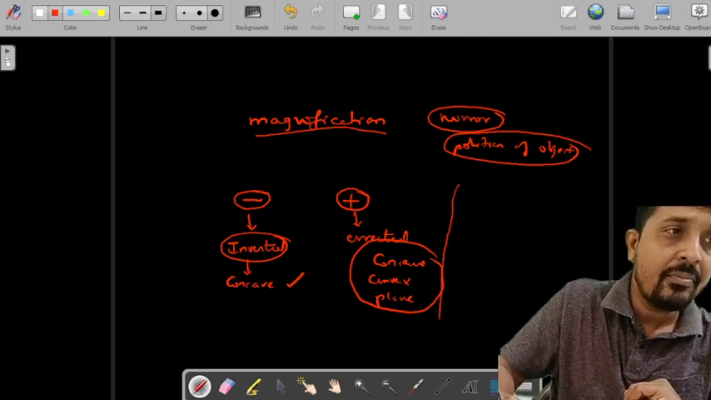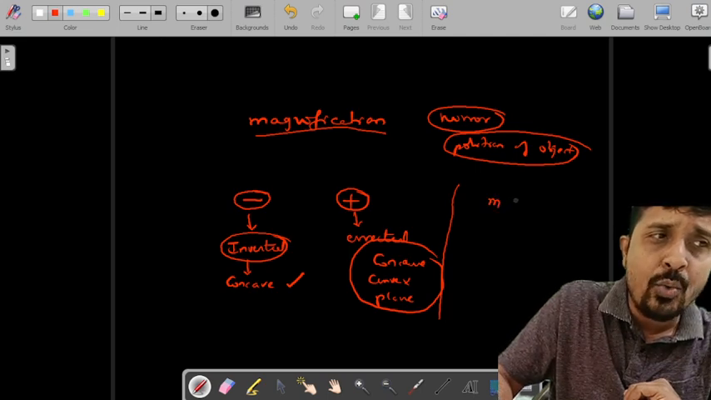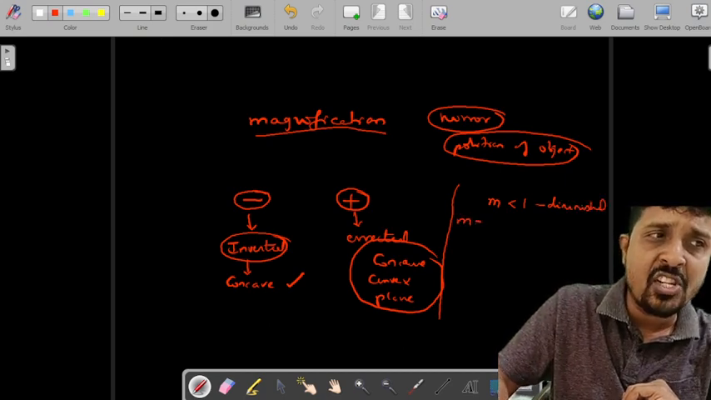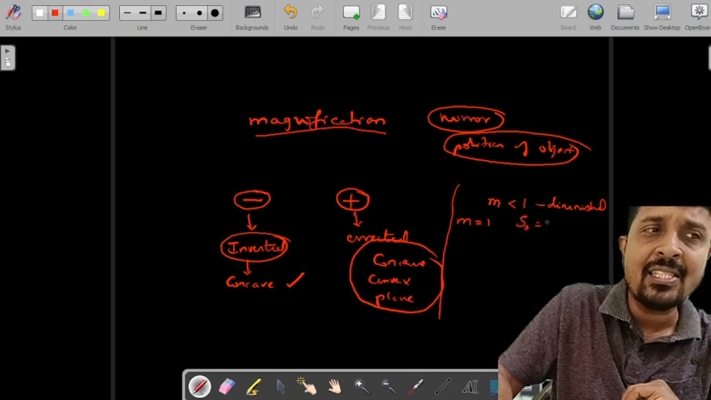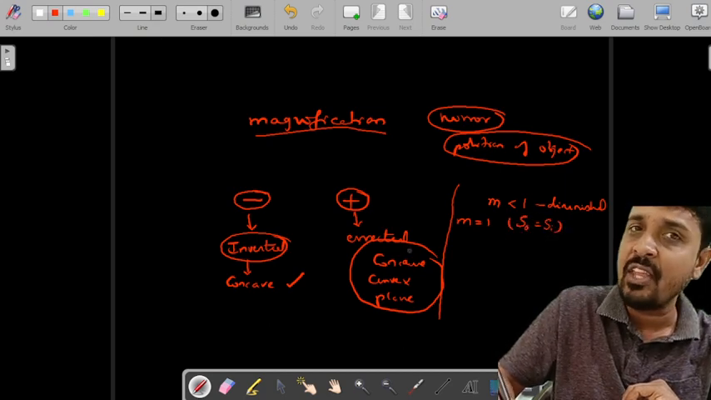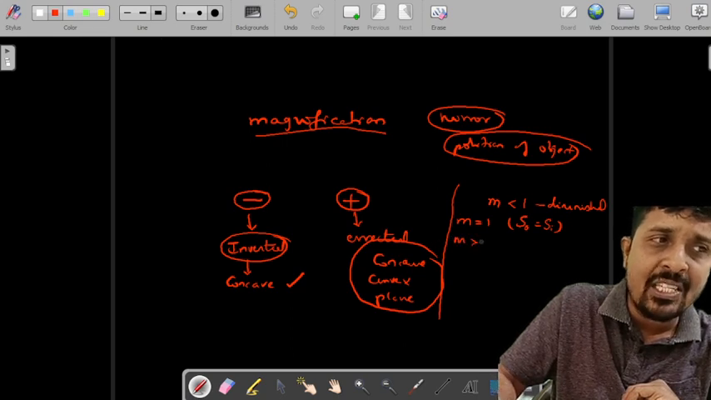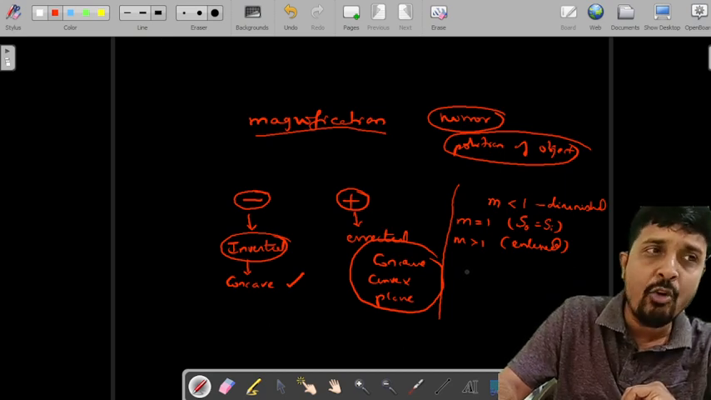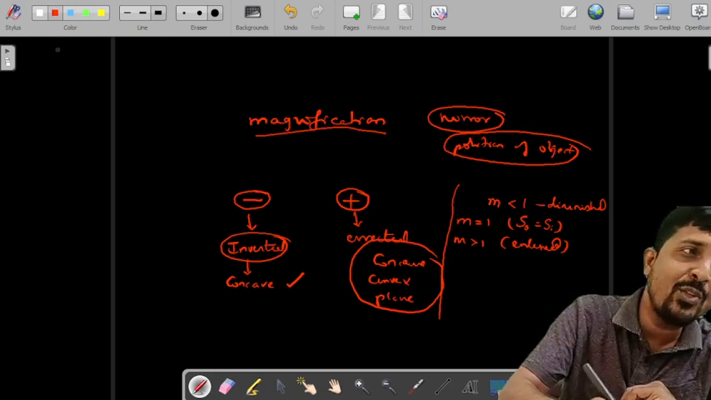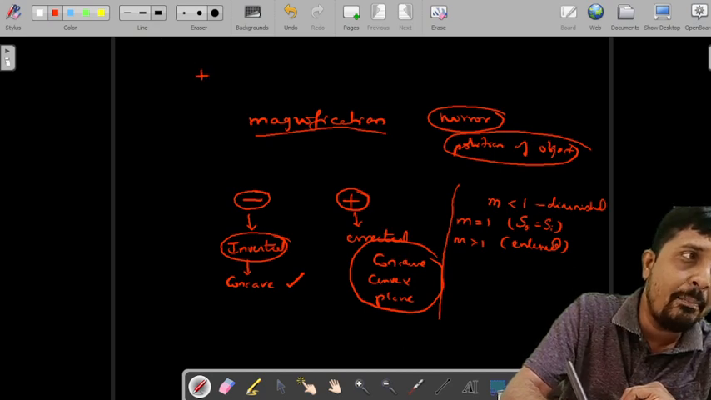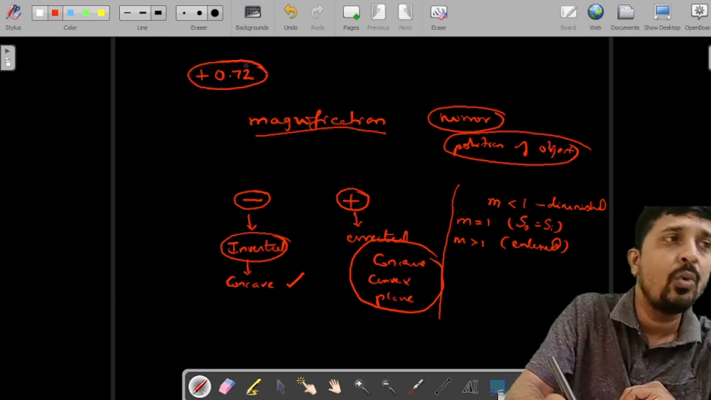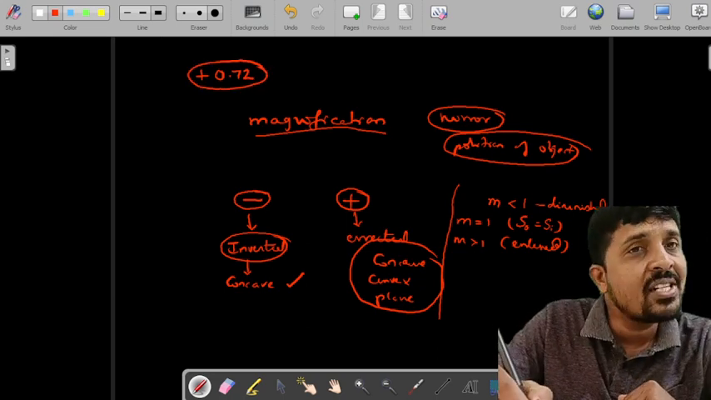And again, if the magnification value is less than 1, the image is diminished. If the magnification value is exactly 1, the size of the object is equal to the size of the image. If the magnification value is greater than 1, the image is enlarged. Now by using this data, we are going to solve certain types of questions. For example, the magnification value is given as 0.72. What type of mirror is it? Where is the object placed?